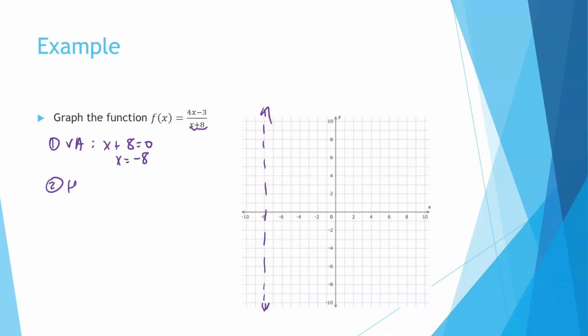Step 2, find the horizontal asymptote. The degree of the numerator equals the degree of the denominator, right? Because they're both 1. So I take the ratio. So y equals the top leading coefficient, which is 4, over my bottom leading coefficient, which is 1. So there's a horizontal asymptote y equals 4.